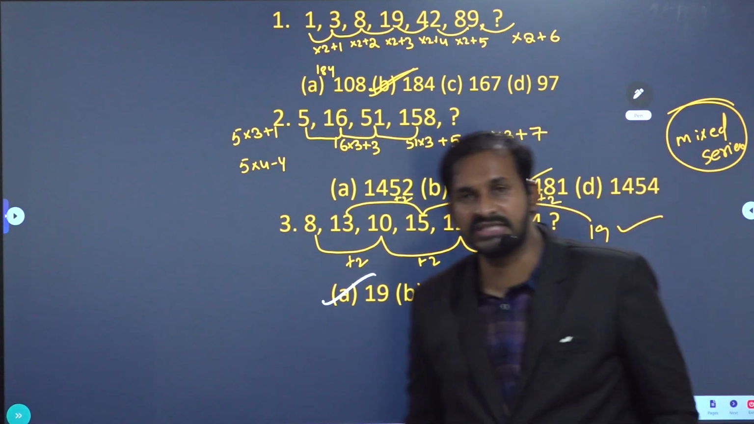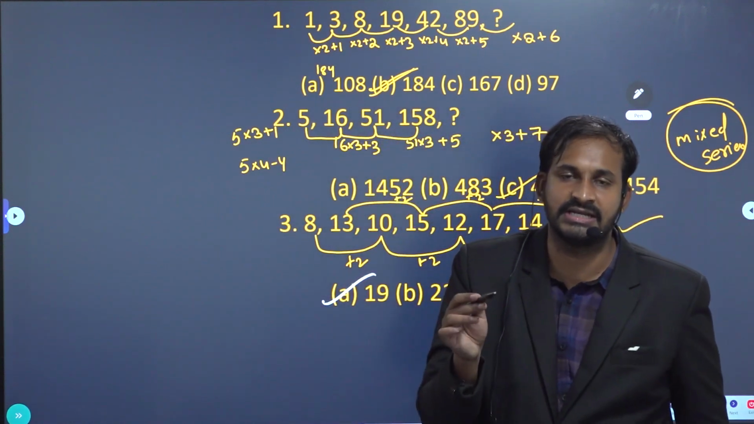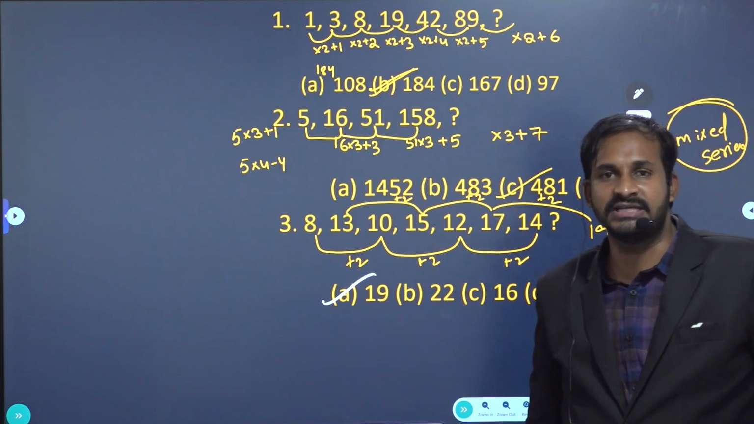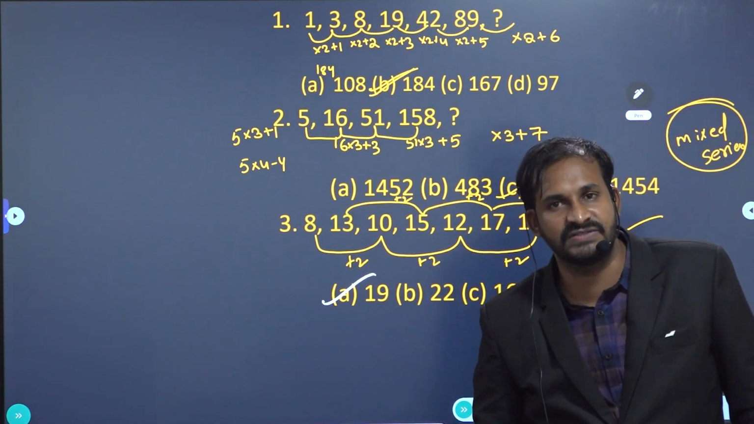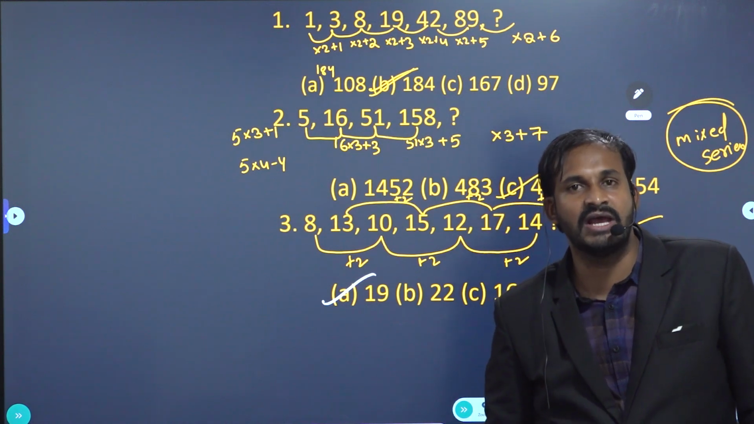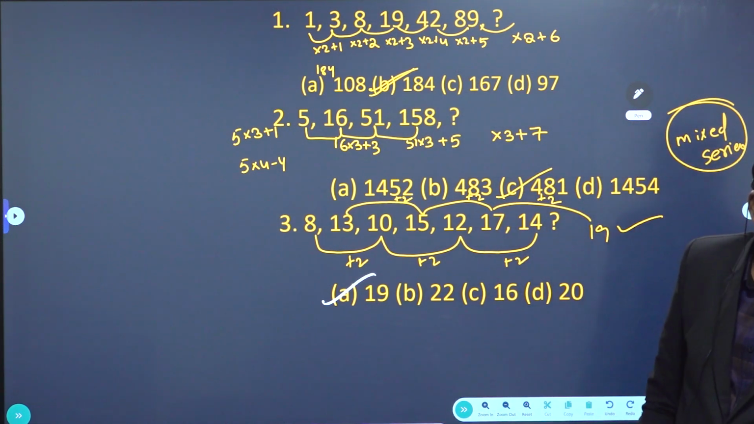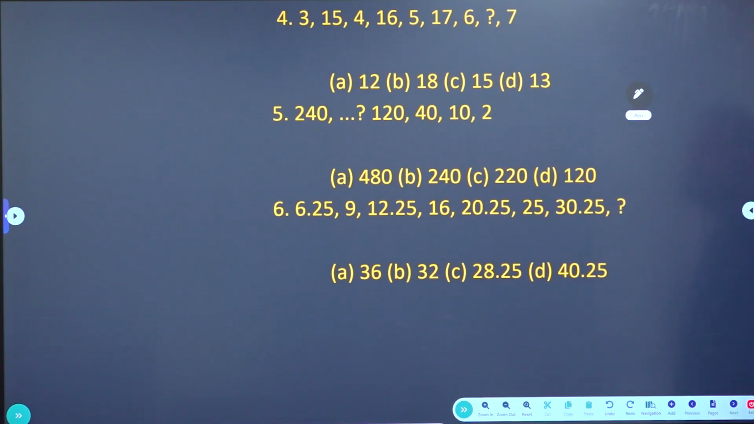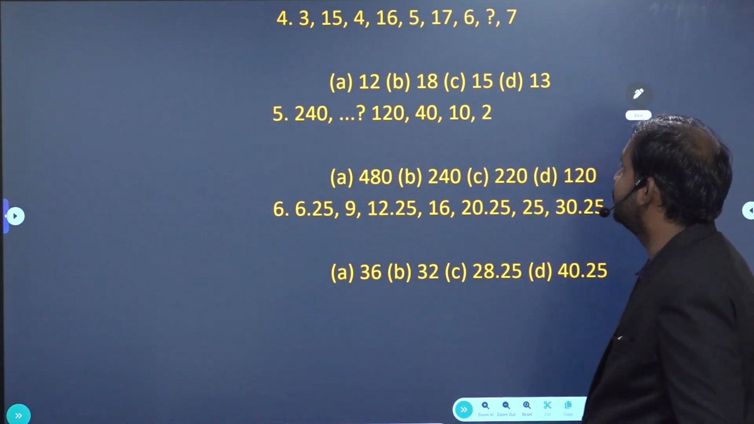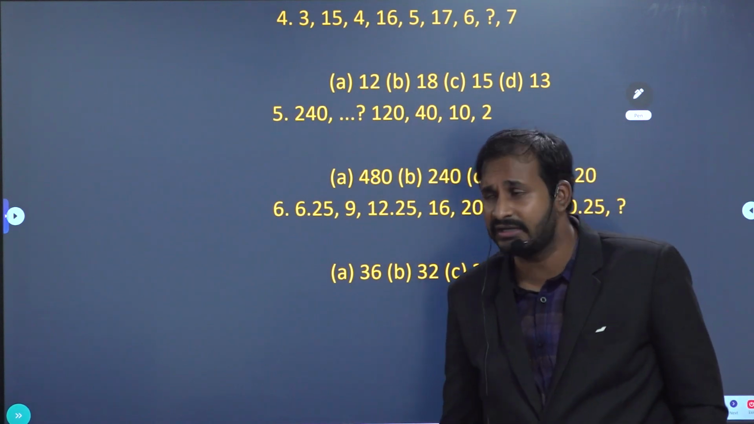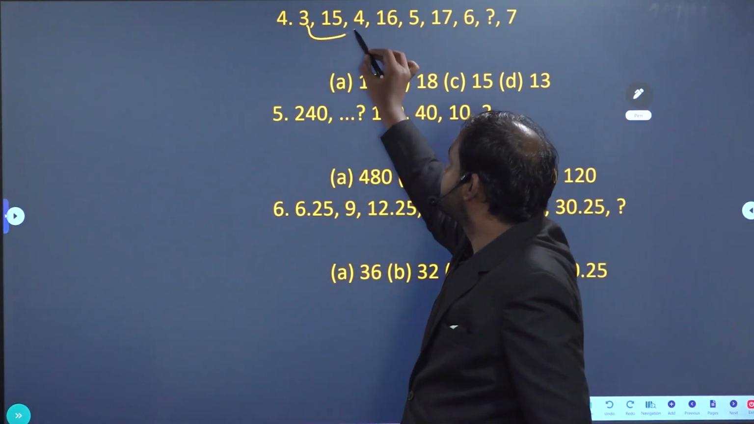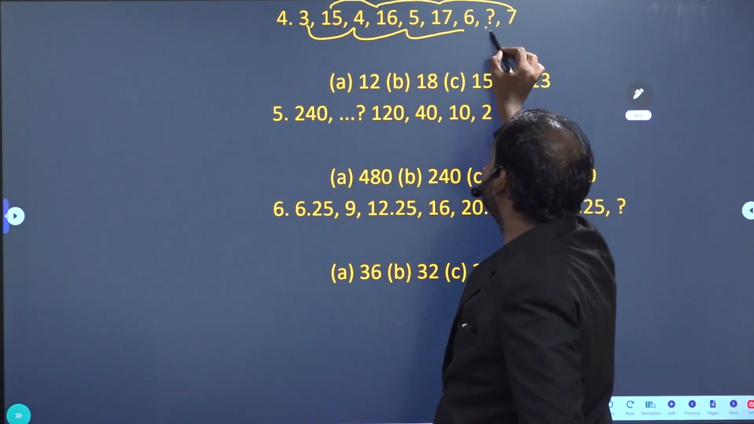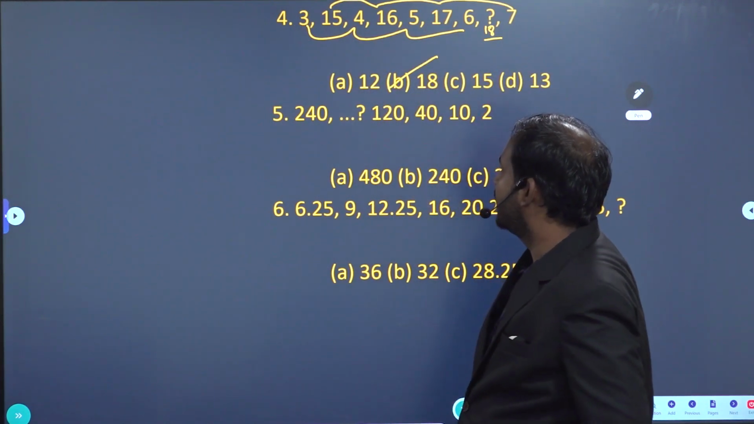19. So if a series is increasing, decreasing, increasing, decreasing, definitely check the alternate numbers. Immediately check the alternate numbers. Why? Because this type of series we call a mixed series. We will have a minimum of 2 series in one series. Okay, right? Next one. 3, 15, 4, 16, 5. This one is also the same, right? Increasing, decreasing, mixed series. 3, 4, 5, 6, 15, 16, 17. Next it should be what? 18. So the answer here is 18.